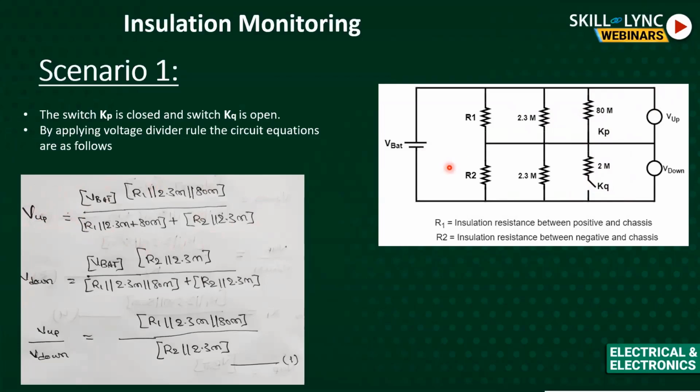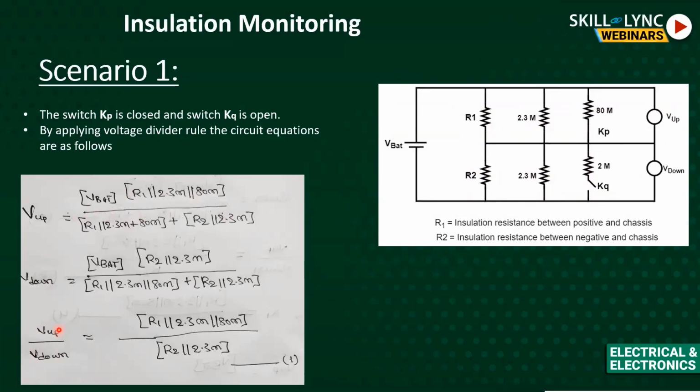These are the straightforward writing of Kirchhoff's current law. V up is actually a potential divider rule. V up, that means the voltage across the string, is equal to V bat, that means battery voltage, into R1 parallel to 2.3 megaohm parallel to 80 megaohm, because this switch is closed, divided by the whole resistance. That means R1 parallel to 2.3 megaohm parallel to 80 megaohm plus R2 parallel to 2.3 megaohm, because this switch is open. This is the voltage I used to get, I mean, V up by V down.